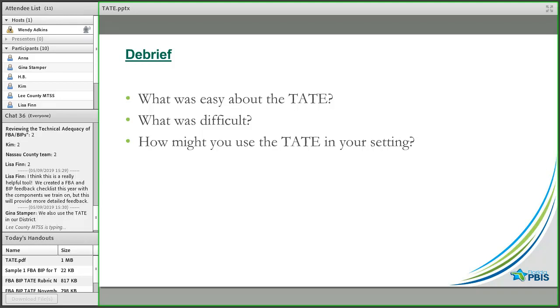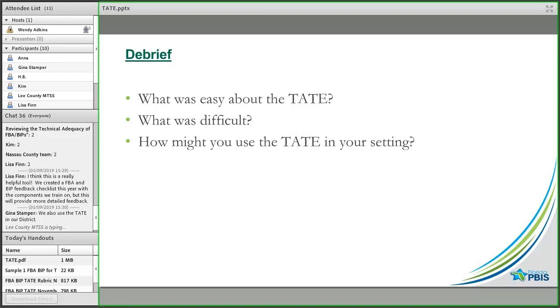If you want to learn how to do it with just a few people and you want to learn a little bit more to make sure you're doing it correctly and you want to get some inter-rater agreement, we'd be happy to help you with that as well. And Gina in Pasco says that they actually use the tape.